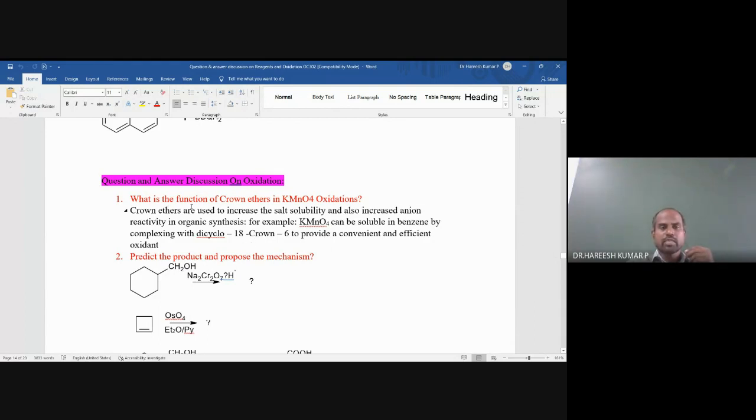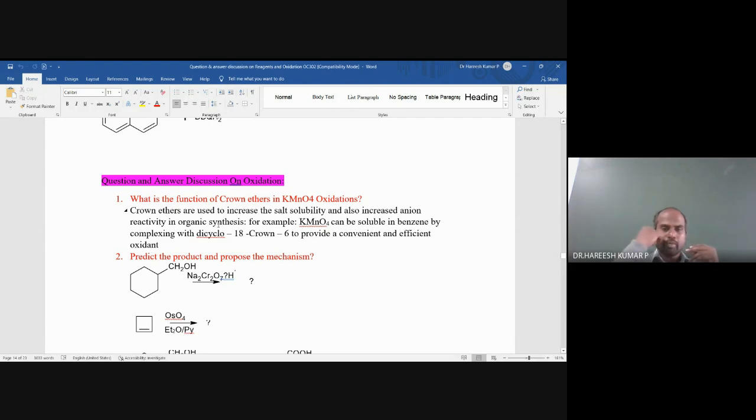More particularly, what is the question? What is the function of crown ether in KMnO4 oxidation? This is more particularly related to the molecular sieves from the previous semester one, but it is related to oxidation. That is the reason a 2 marks question is asked. So crown ethers are used to increase the salt solubility.